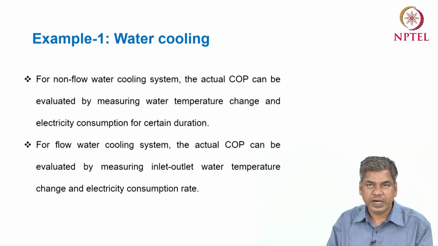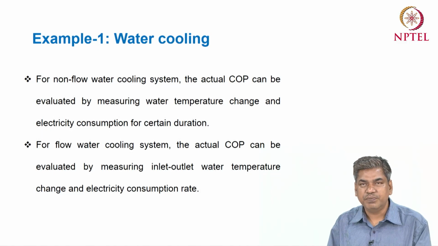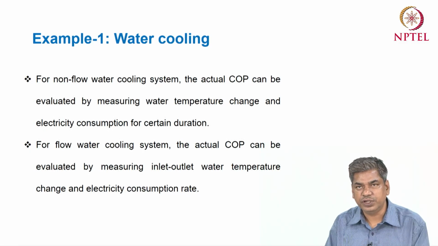That refrigeration capacity, or the water heat change, is the mass of the water times the specific heat capacity of the water times the temperature change. That amount of heat is subtracted from the water, so that is the cooling capacity. That cooling capacity divided by the electricity consumption during that period will give the actual COP for that system.